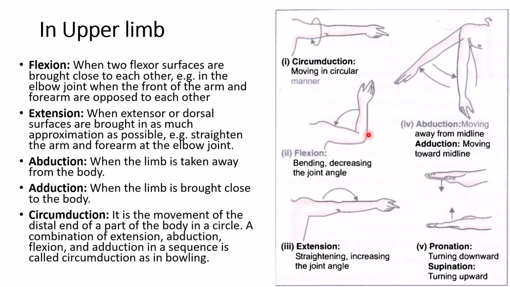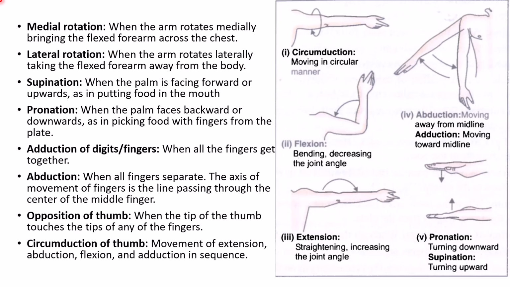So this is flexion. In abduction, we move the limb away from the midline. In adduction, we move it toward the midline. Circumduction is when we move it in a circular manner. This is circumduction.